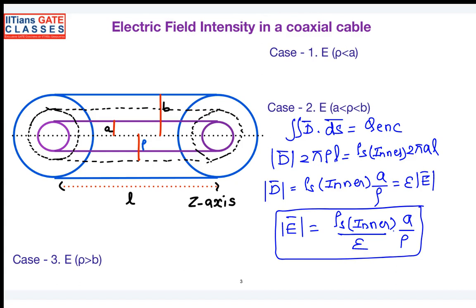So in the case of a coaxial cable also, within the inner conductor and completely outside the coaxial cable, there will not be any electric field intensity. There will be electric field intensity only between the conductors. So this is the expression. This you need to remember. We'll try to solve some problems related to this topic also. This gives the expression for electric field intensity in between the conductors. So we'll move on to the next slide.